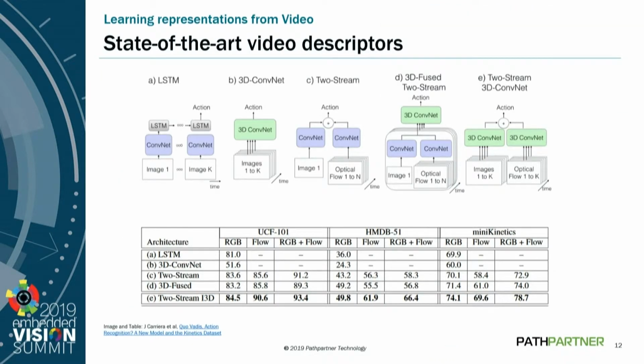So basically, these are some of the publicly available results on the data sets that we're talking about. Like I said, the state-of-the-art descriptors mostly employ 3D convolutions and two-stream fusion of some sort.